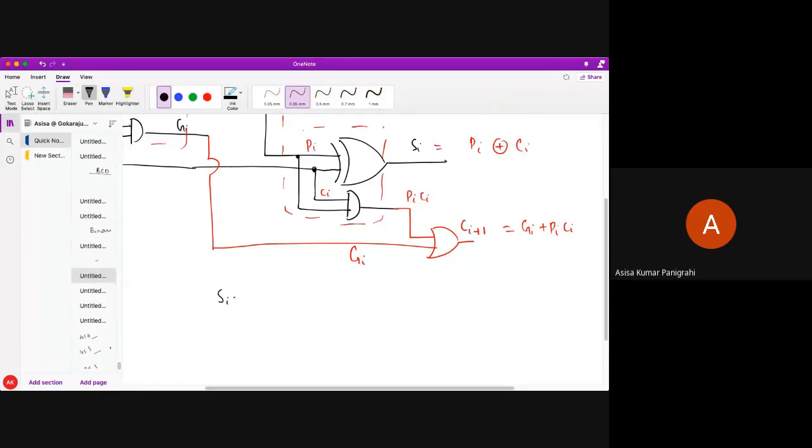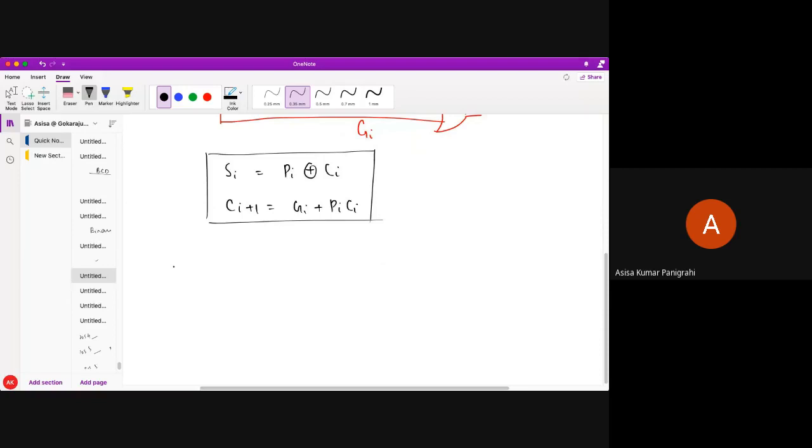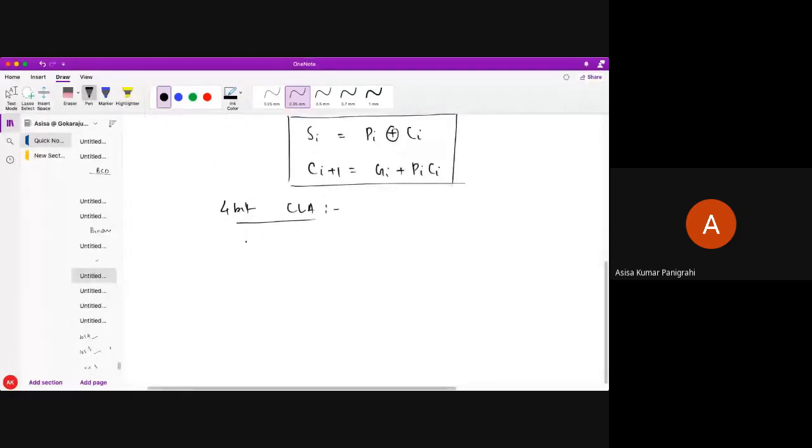What is that? My sum, which is actually Pi XOR Ci, and my carry Ci plus 1. It is the next bit carry, students. Okay, why is it called a carry look ahead adder? I will tell you, don't worry. This is what I have got from here. Now somebody will ask you to design a 4-bit CLA. What will you do? So you need to have a 4-bit CLA here. Please see here.